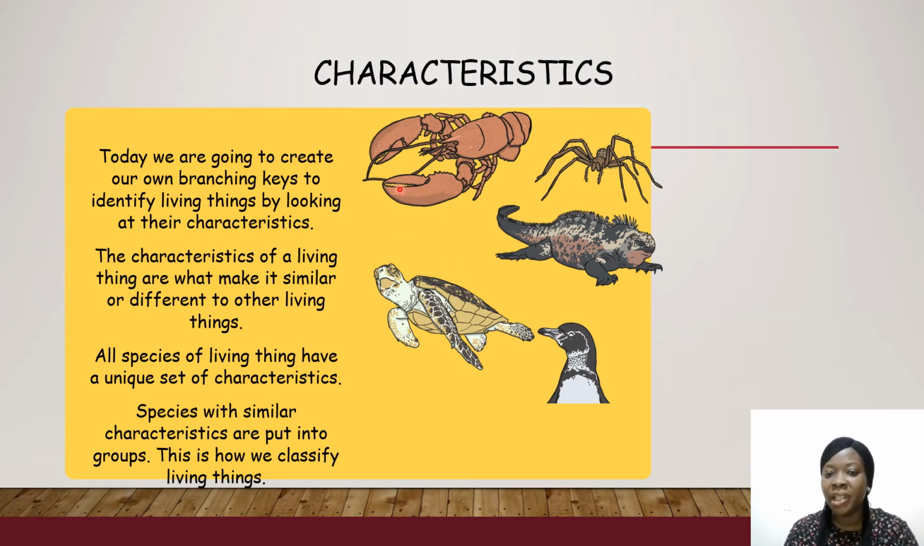Now, let's look at characteristics. Today we're going to create our own branching keys or classification keys to identify living things by looking at their characteristics. The characteristics of a living thing are what make it similar or different to other living things. All species of living things have a unique set of characteristics. Species with similar characteristics are put into groups. This is how we classify living things. Now, if a species, an animal or a plant, has the same characteristics as other animals or groups of plants, we put them in the same group based on the similar characteristics.